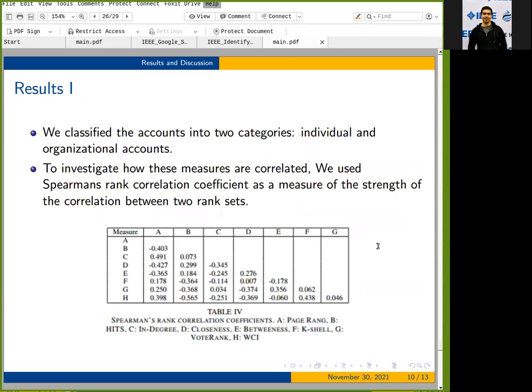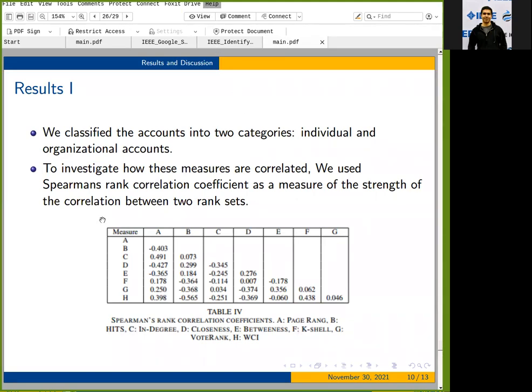In our analysis, we classified the accounts into two categories, individual and organizational accounts. And to investigate how the measures, the algorithms that we used, are correlated, we used Spearman's rank correlation coefficient as a measure to see how all the algorithms that we used are correlated together.